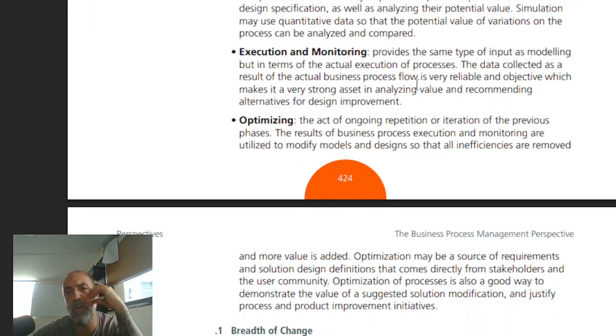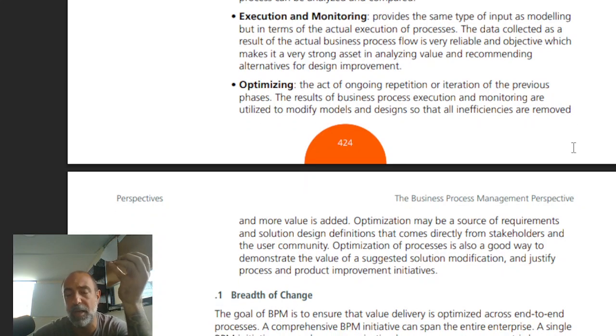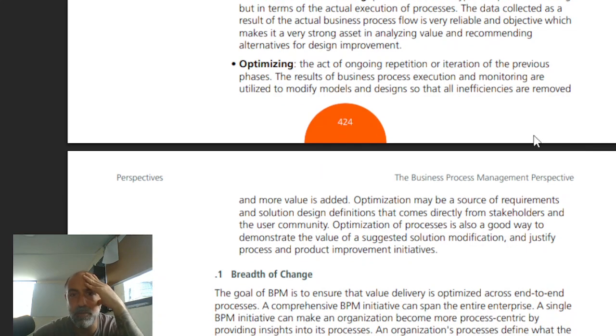And then there's execution and monitoring, which means basically you're providing the same type of input as modeling, but in terms of actual execution of the process. So you're testing more, right? And the data collected as a result is the actual business process flow, and is more reliable than the model and objective, which makes it a strong asset. It's more objective. It's not I assume, right? Well, from the model.